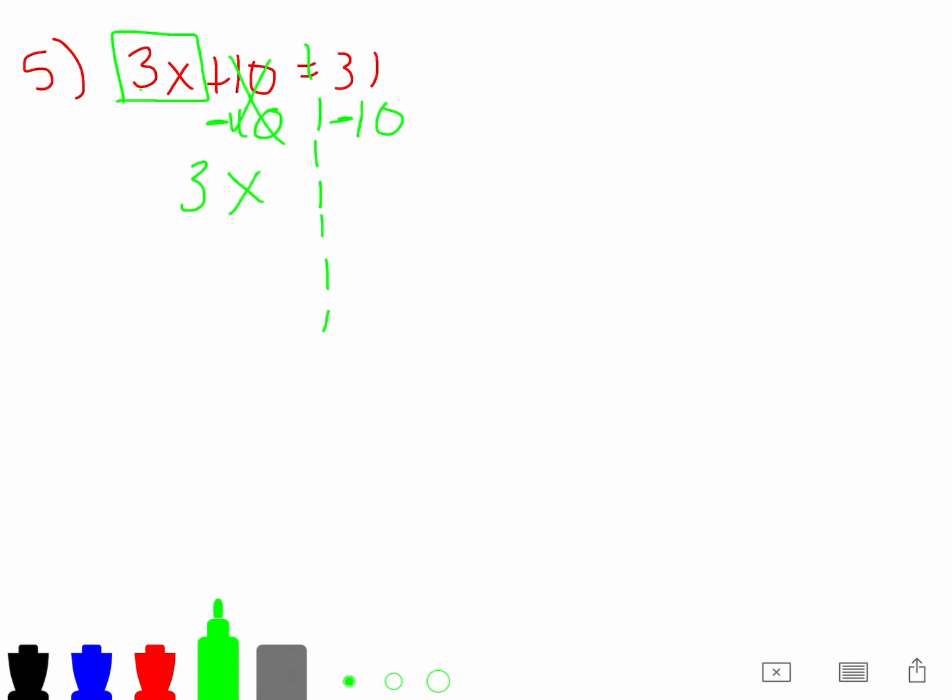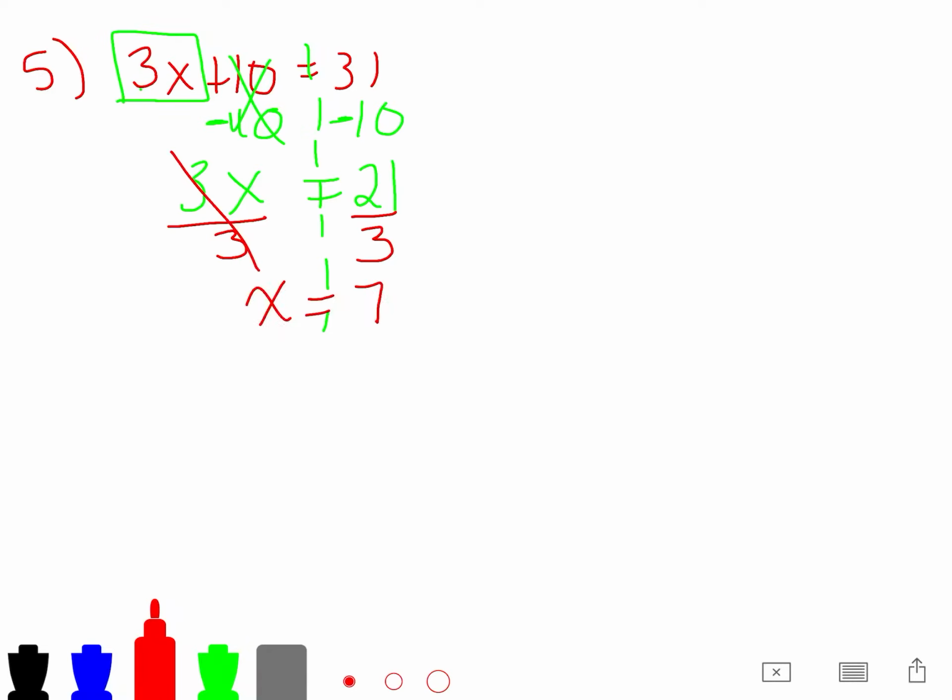Positive 10 minus 10, those cancel. Then on the other side, 31 minus 10 would be 21. Now we just have one more step. So now we have 3 times x equals 21. The opposite of times would be divide, so we're going to divide by 3. That cancels, and we have x equals 7. There's your answer. Okay, let's try another one.